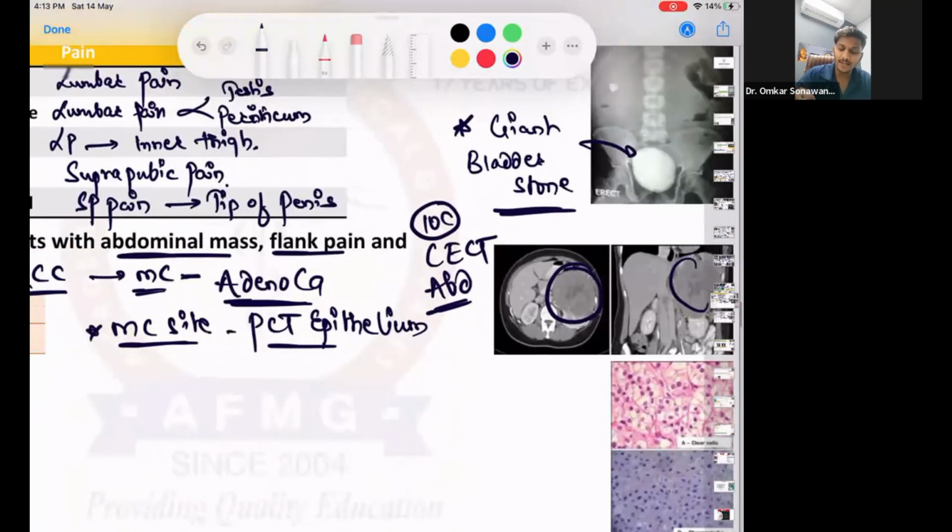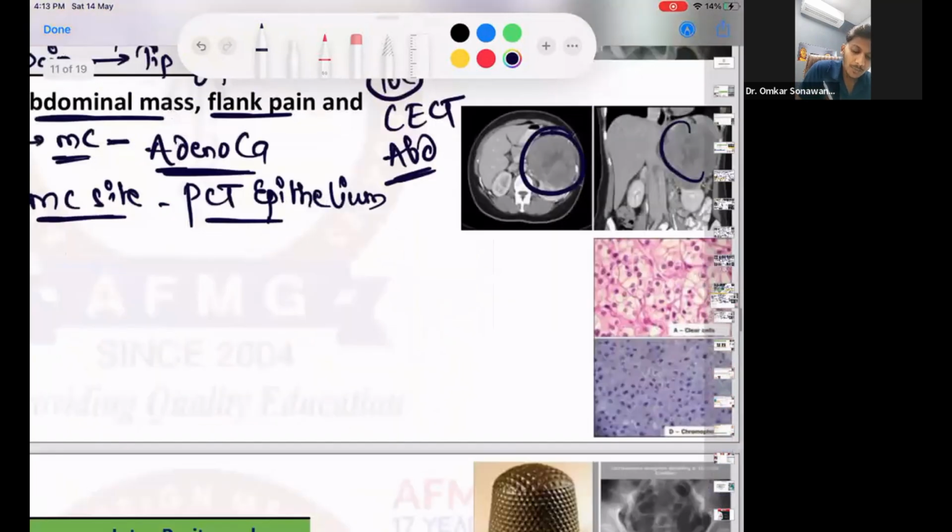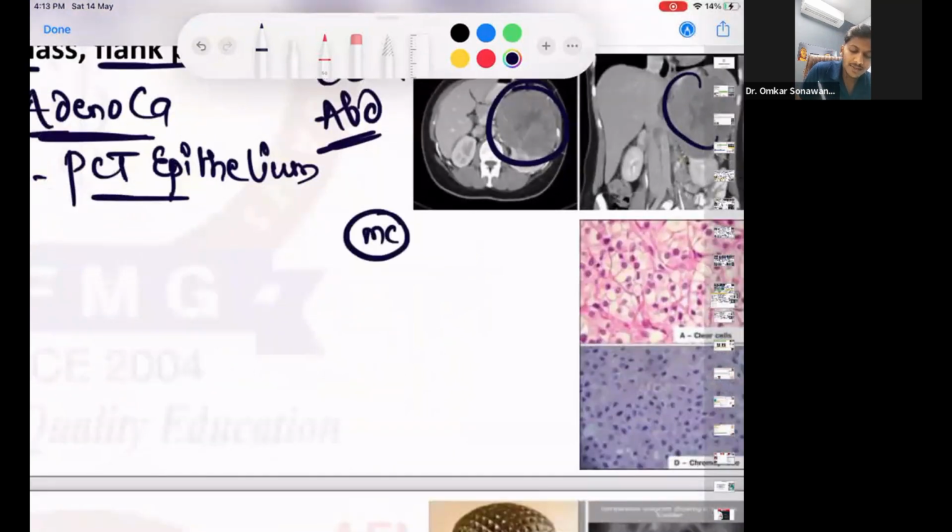Which is the most common subtype of renal cancer? Anybody? The most common subtype of renal cancer is?